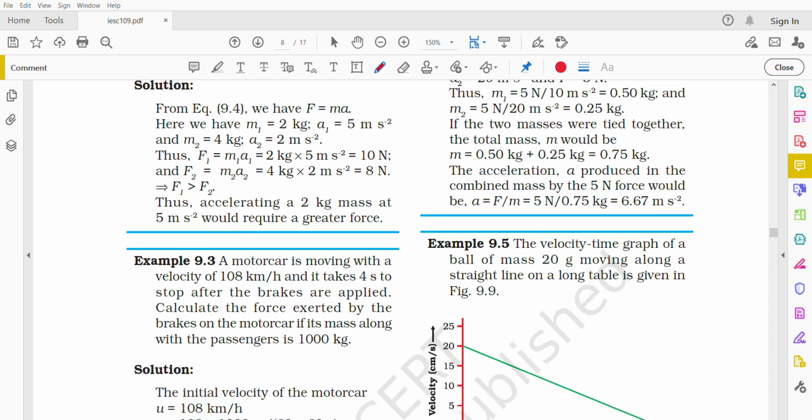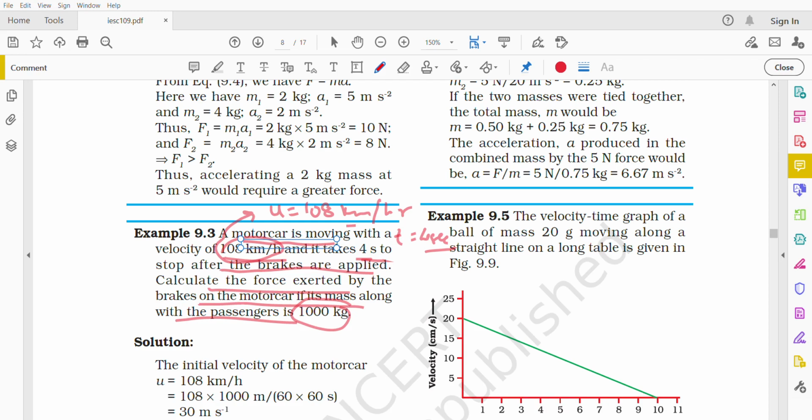One more, let us see. A motor car is moving with a velocity of 108 km per hour, and it takes 4 seconds to stop after the brakes are applied. So here the initial velocity u is 108 km per hour, and time is 4 seconds. So please see that the units are different. This is in seconds, this is in kilometers. So calculate the force exerted by the brakes on the motor car if the mass along with the passengers is 1000 kg. So m is also given to you. You need to find the force.